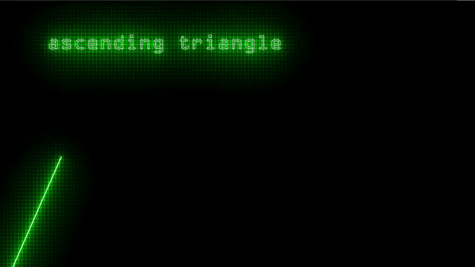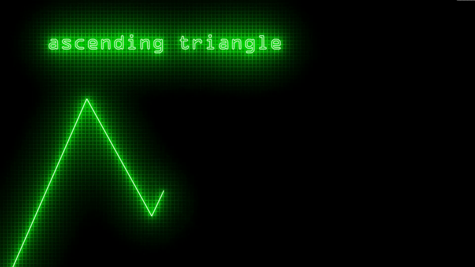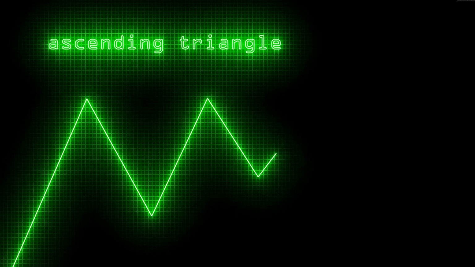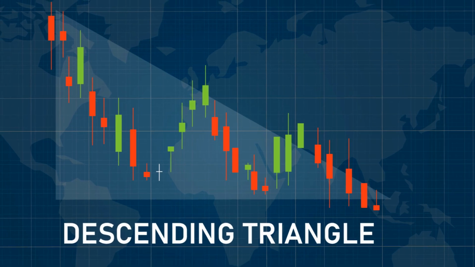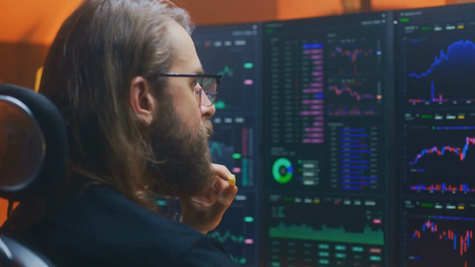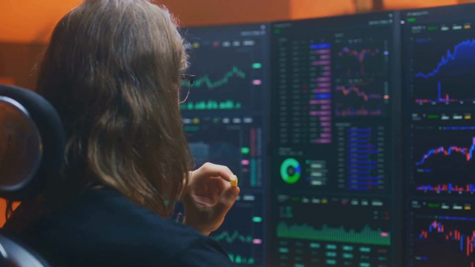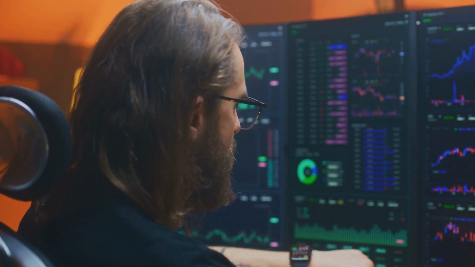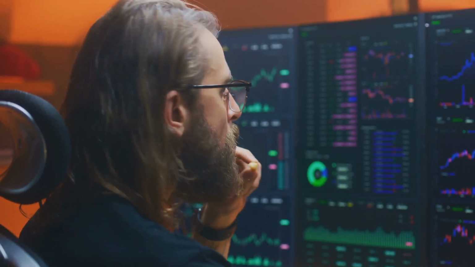Another key pattern is the triangle, when price moves into a tighter range between support and resistance. A descending triangle can mean a drop is coming, while an ascending triangle might signal a breakout. These patterns don't guarantee results, but they help you anticipate what the market might do, and that means fewer surprises and smarter moves.